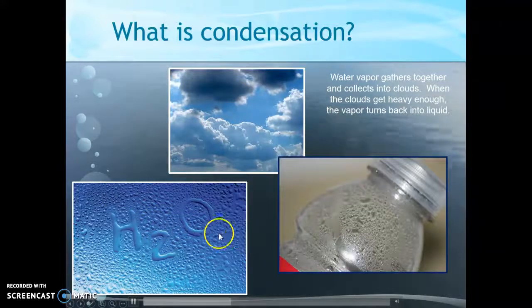And as the water condenses, it gets tighter and it collects and the clouds form. And as the clouds get heavier and darker, we get the rain again.